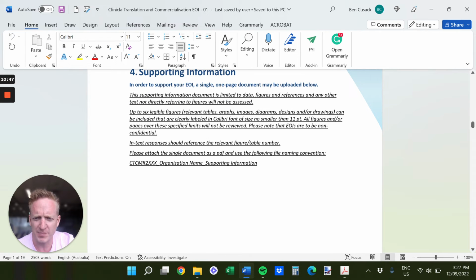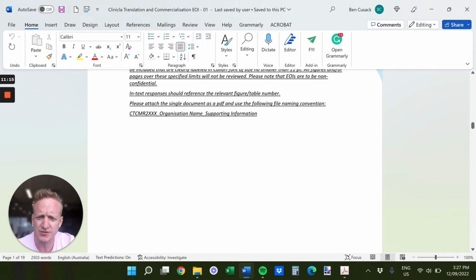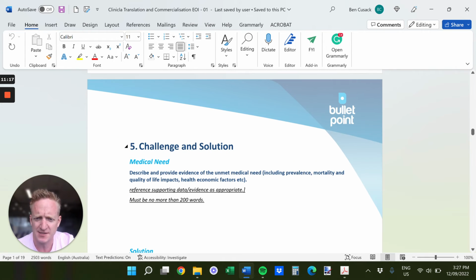You can put in your one-page summary here. Calibri font, no smaller than font 11. You can't just be cramming everything in there. I'm really not sure what I would put in this that's not really covered. Probably diagrams and photos, because that's the only thing you can't put in there. Photos of what it looks like. A graph, if that's important to you, of results. So you can draw attention to the success of your medtech device.